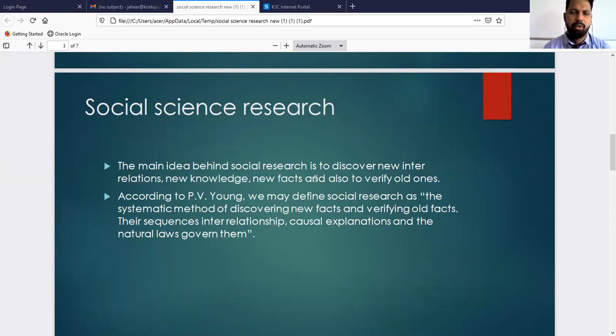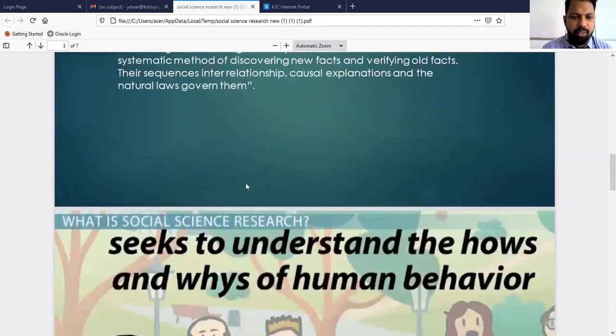There are sequences of interrelationship. If you are carrying out any study in a systematic manner to know the sequences of interrelationship between events which is connected with the human life, you can call it social science research. Then to know the causal relationship between two variables which is connected with the social life or a human life, you can call it what? The social science research. This is one of the definitions given by PPN.